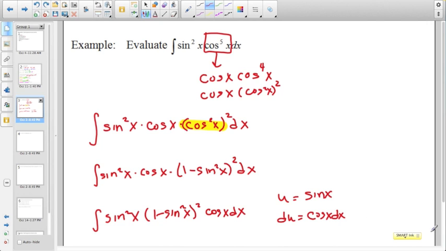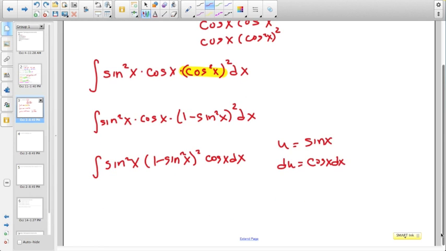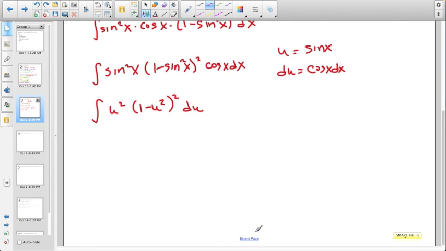And so that allows us to get rid of that remaining cosine. Doing our u sub here, we end up with u squared times 1 minus u squared quantity squared du. Now it just ends up as a simple polynomial expression, so we're going to have to FOIL this. That's going to be u squared times 1 minus 2u squared plus u to the 4th du.